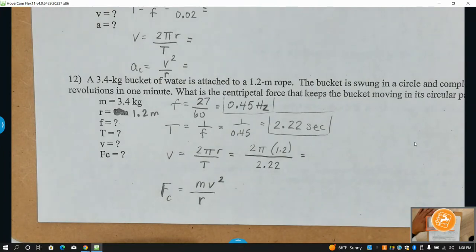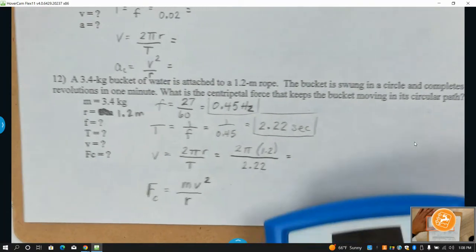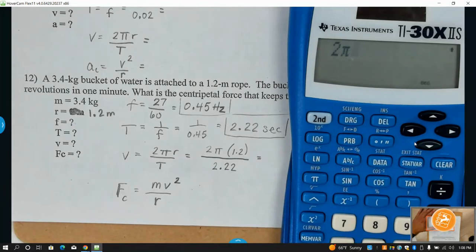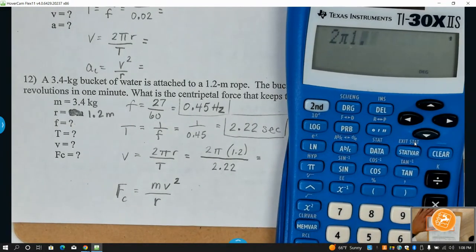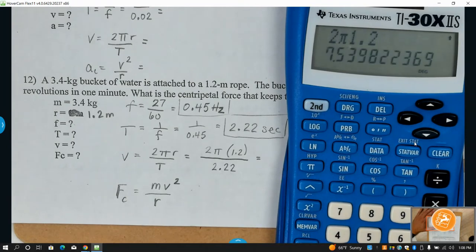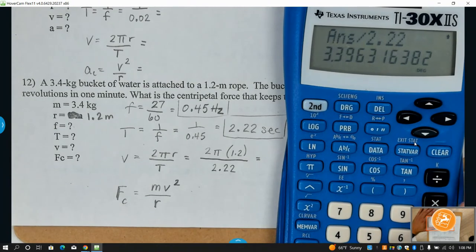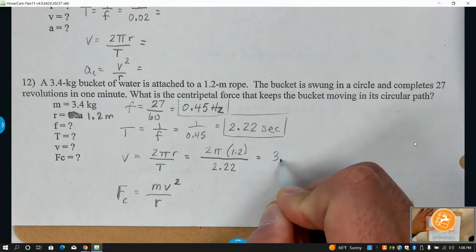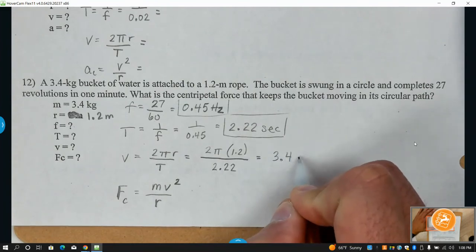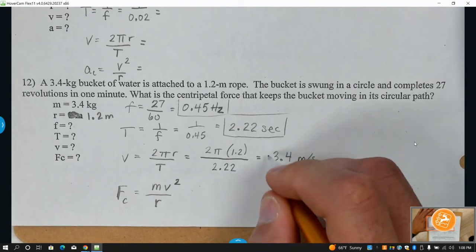So you can type this into your calculator, guys, like this. You can just use the pi button. So 2 pi times 1.2 gives me that, and divided by 2.22. Okay, this is going to give me 3.396, so I'm going to call that one 3.4. The unit is meters per second.